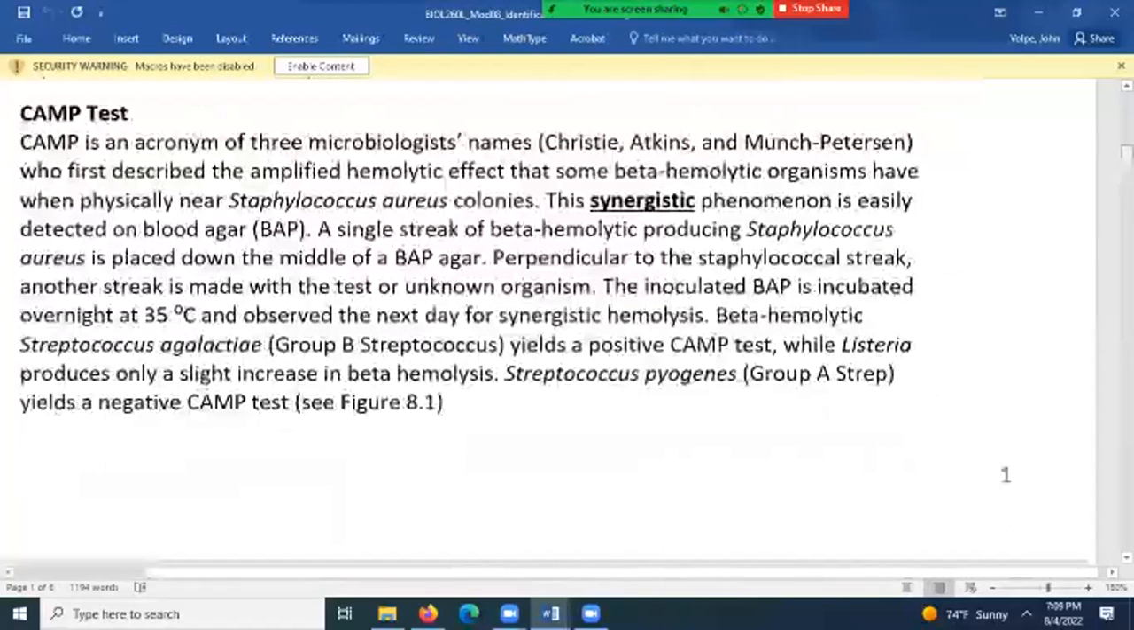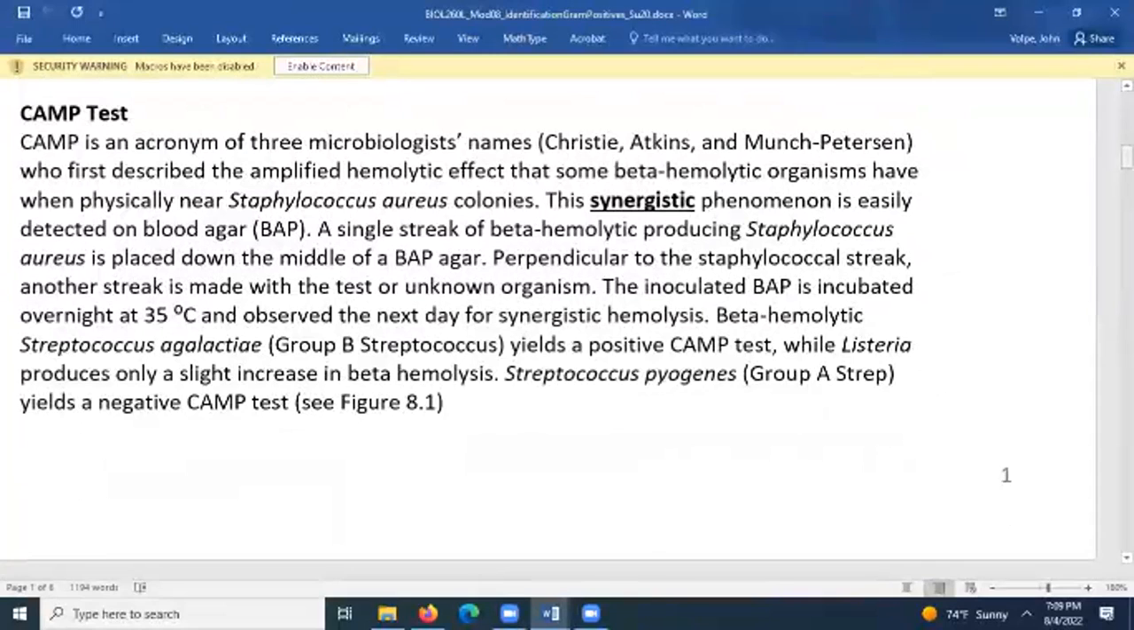The CAMP test is named after the 3 microbiologists who discovered it or made it, and that's Christie, Atkins, and Munch-Petersen. So they took the first letters of each name, and then for Munch-Petersen, they took the M and the P to get the CAMP test.